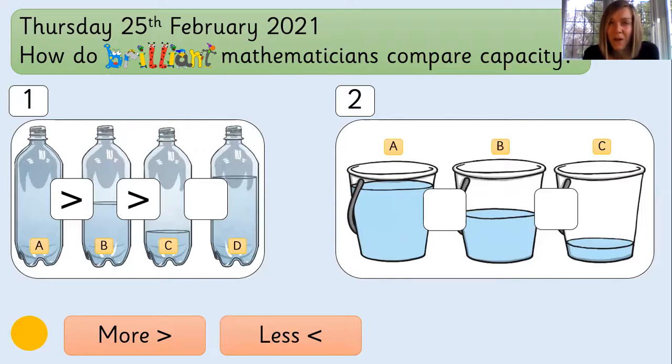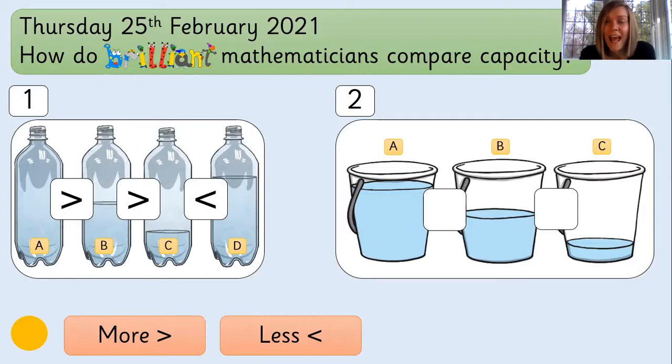And then the last bit of that challenge, you had to look at the container C and compare it to the container D. And you would have hopefully put less than. C is less than D because C is nearly empty and D is nearly full. So good job if you compared all 4 bottles using those symbols. Let's move on to the buckets and have a little look at those.